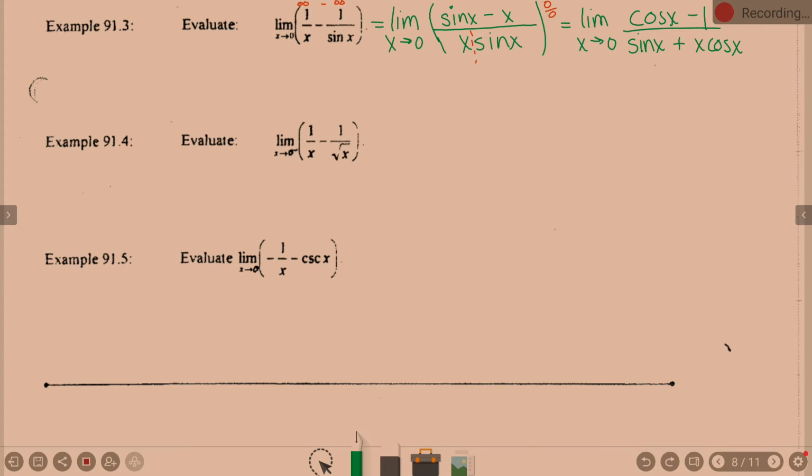So, let's put it in. 0, let's see, cosine of 0 is 1. 1 minus 1 is 0. Sine of 0 is 0 plus 0 times cosine of 0. So plus 0 times 1, which is still 0. I knew it was going to be 0 over 0.